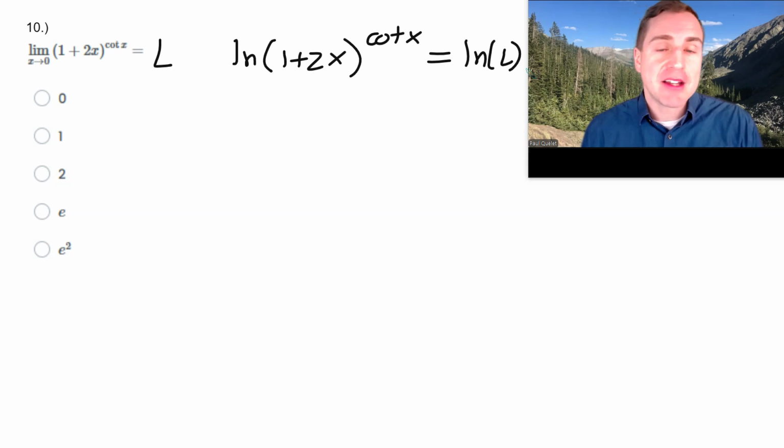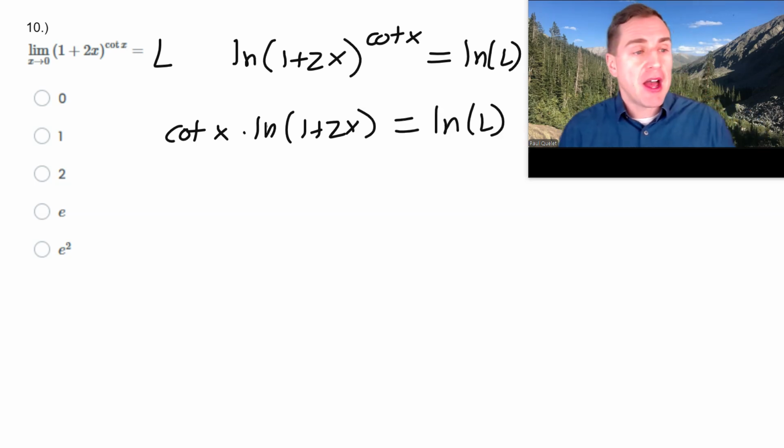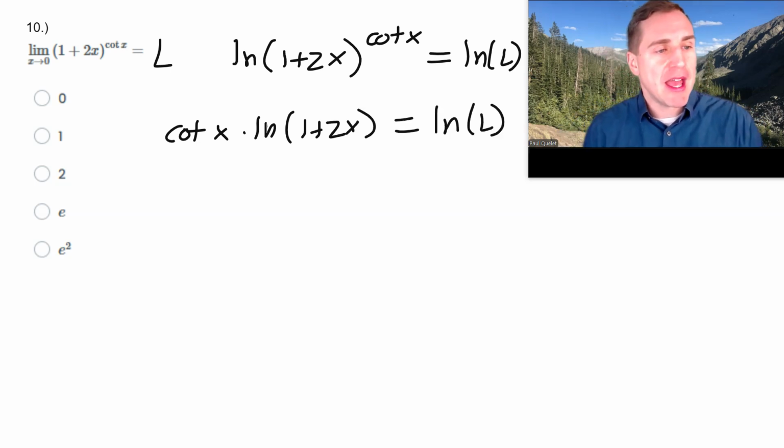So the cotangent of x, from the properties of natural logs, can come down front. So we have cotangent of x times the natural log of 1 plus 2x. Now, if I plugged in 0, what would I get? The cotangent of 0 is still infinity. Oh, sorry, the ln of 1 is 0. So I'm not sure. Is that infinity? Is that 0?